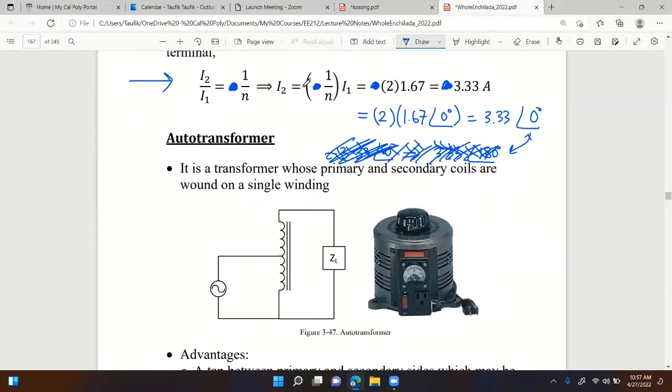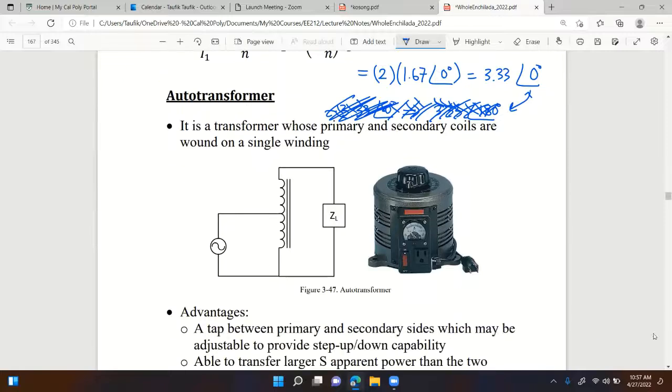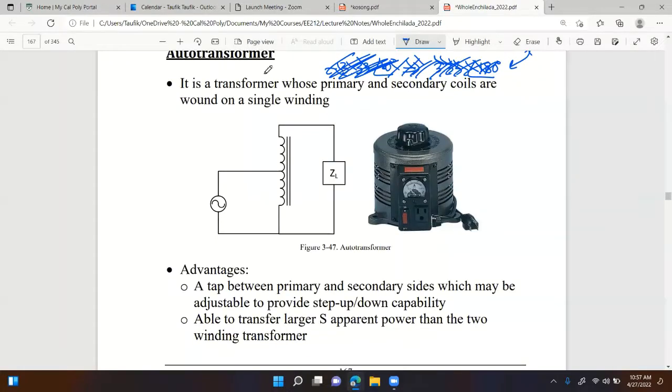Okay, this next one, which is the last topic, the last section of this chapter, we're going to finish on Friday, but let's do the introduction part first. The last type of transformer I would like you to know is called auto transformer. What's an auto transformer? An auto transformer is a transformer whose primary and secondary coils are wound on a single winding. So if you have a transformer, typically you would have two separate windings like this. But an auto transformer only has one winding like this.